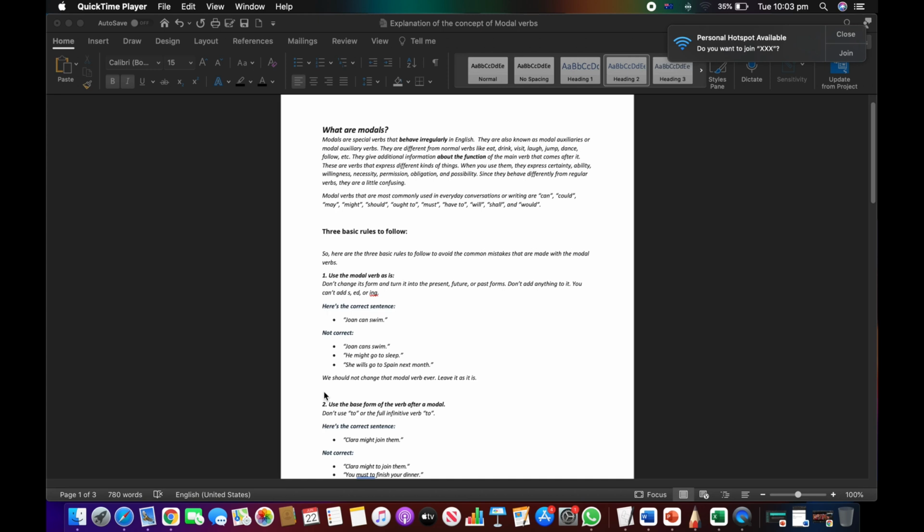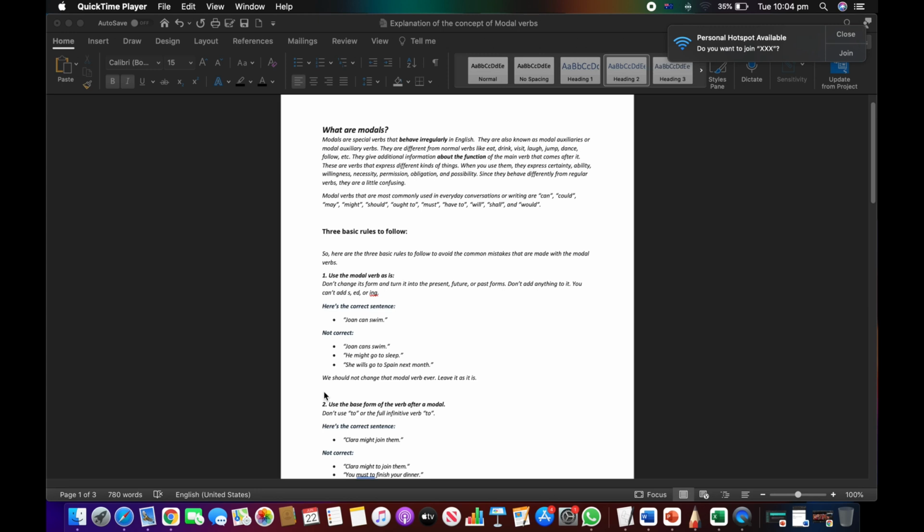They are different from normal verbs like eat, drink, visit, laugh, jump, dance, follow, etc. They give additional information about the function of the main verb that comes after it. These are verbs that express different kinds of things. When you use them, they express certainty, ability, willingness, necessity, permission, obligation, and possibility. Since they behave differently from regular verbs, they are a little confusing.